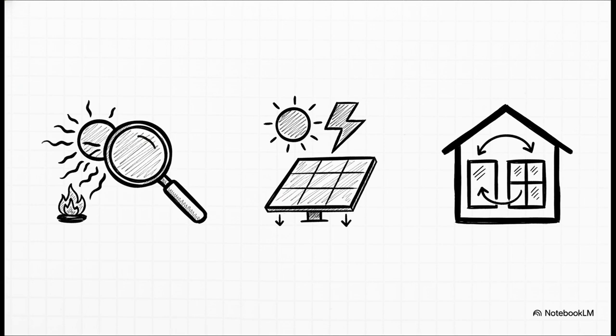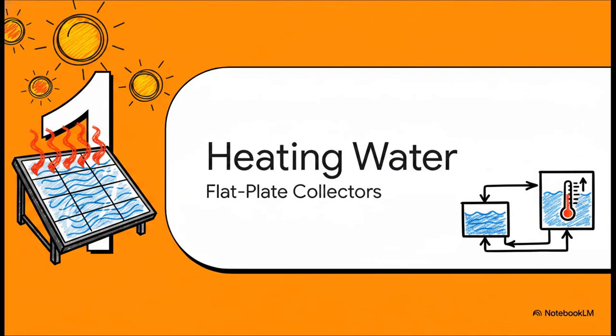First, there's the heliothermal process. That's capturing and concentrating heat. Second, the helioelectrical process, making direct electricity. And finally, passive solar, which is basically just really smart architectural design. Let's go through these, starting with the most common one. All right, Section 1. Heating water with flat plate collectors.